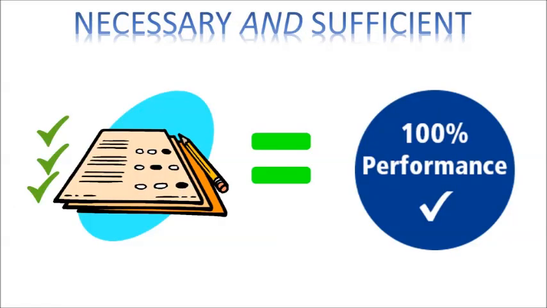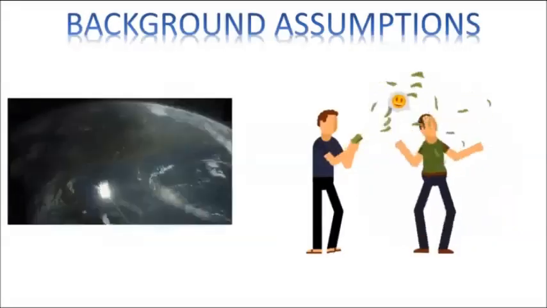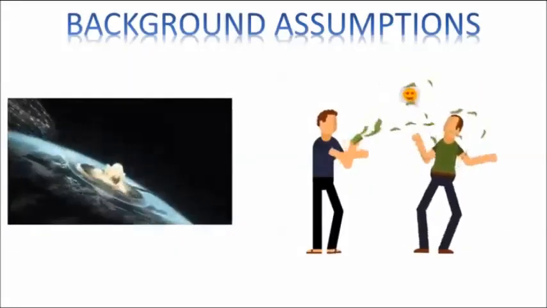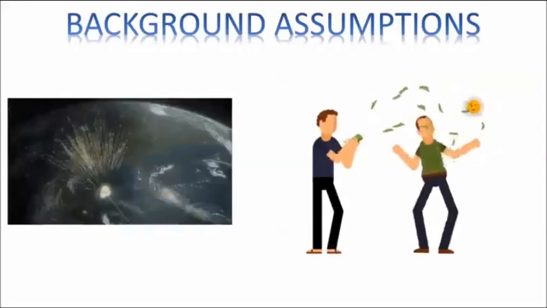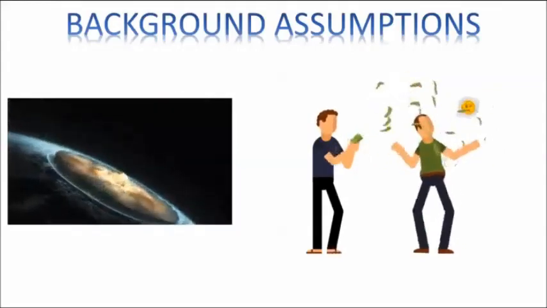Then there are conditions that are necessary and sufficient. So, for example, getting every answer correct on a test is necessary and sufficient for getting a perfect score on that test. Now, it's important here to mention that in all these cases, there are some background assumptions.